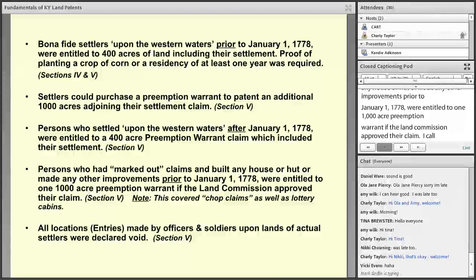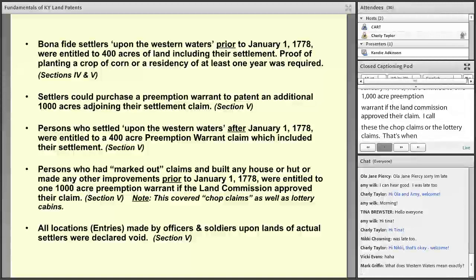That's when Abraham Chaplin takes 15 men out and they explore western Mercer County, and he even has a river named for him, the Chaplin River. They're seeing a lot of land that hasn't been appropriated. One might blaze a tree here, one might blaze a tree there. Then they could file for a lottery claim of 1,000 acres, or up to 1,000 acres, on that chop claim.